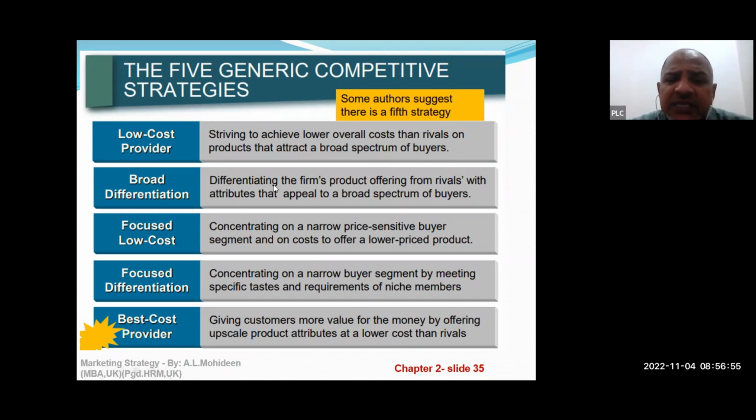And broader differentiation strategy, differentiating the firm's product, offering the rivals the attributes that appeal to a broader spectrum of buyers. So you are going to go for broader differentiation. And focused low-cost strategy, concentrating on a narrow price sensitive segment. You take one area and focus on that one. And focused differentiation is concentrating on a narrow buyer segment by meeting specific tastes and requirements of niche markets. For the niche market, you bring that one. And best cost provider, giving the customers more value for money by offering the upscale. So you are considering more value for customers when you look at this innovation and differentiation.